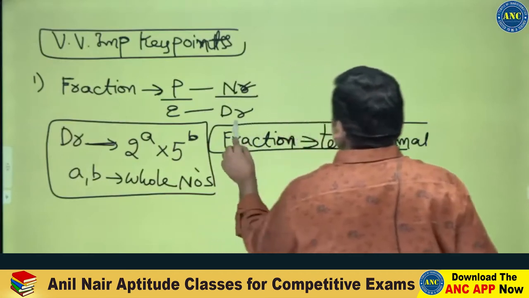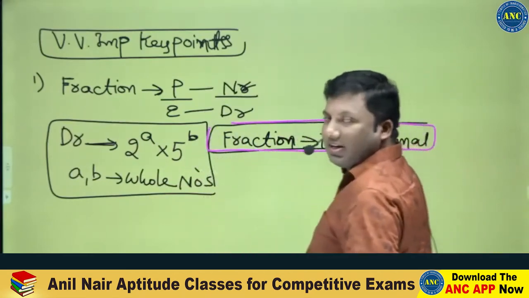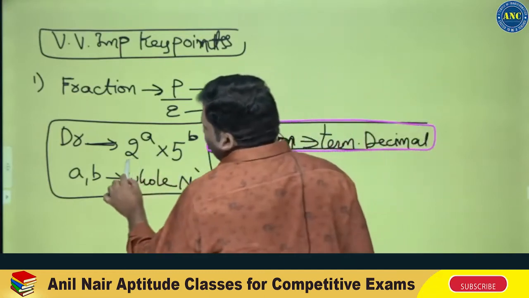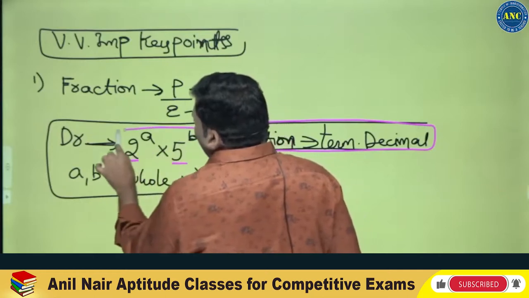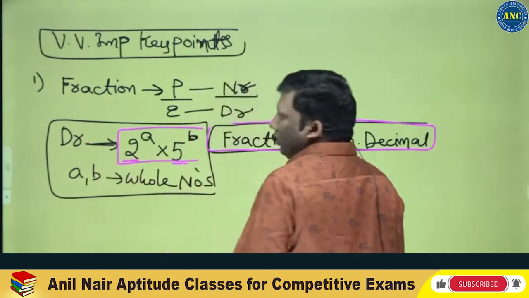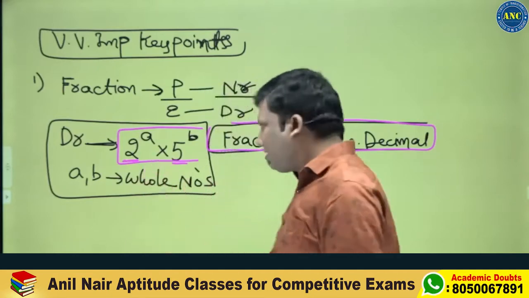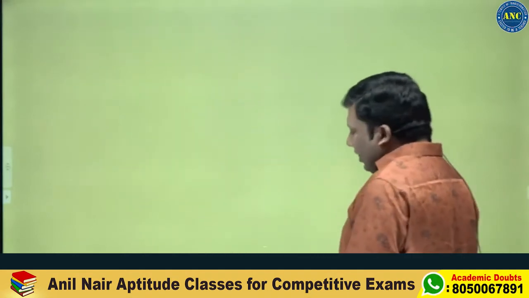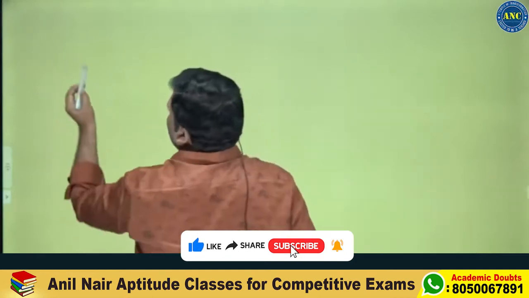A fraction will result in a terminating decimal either if it takes a power of 2, or it takes a power of 5, or it takes both powers of 2 and 5. Let us see with an example. Every slide is very, very important.